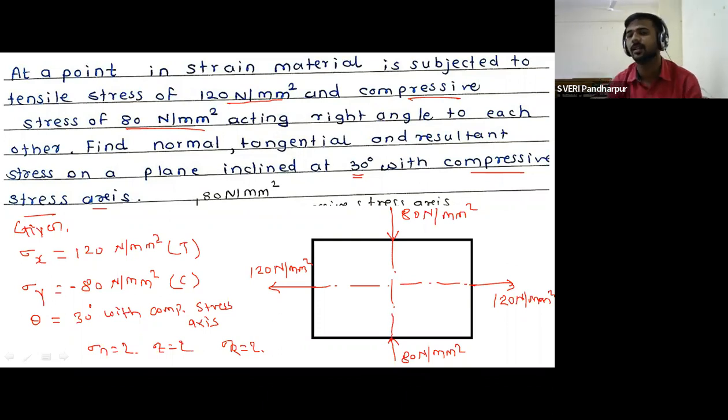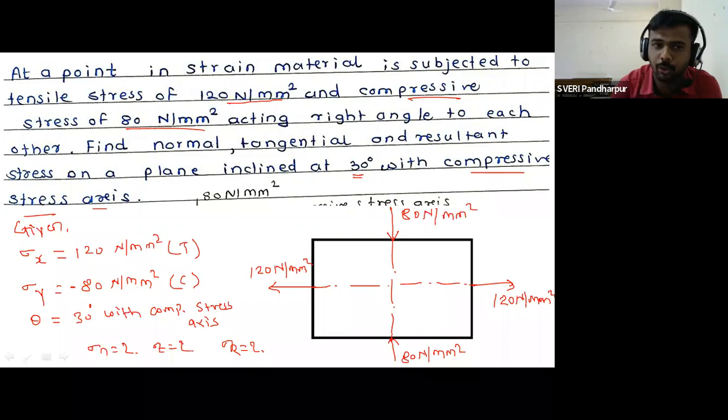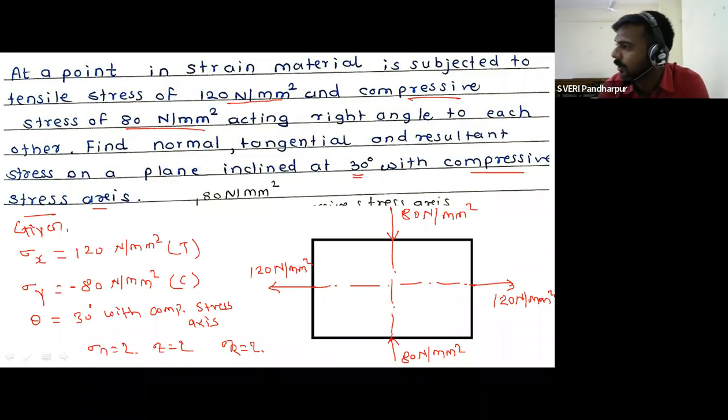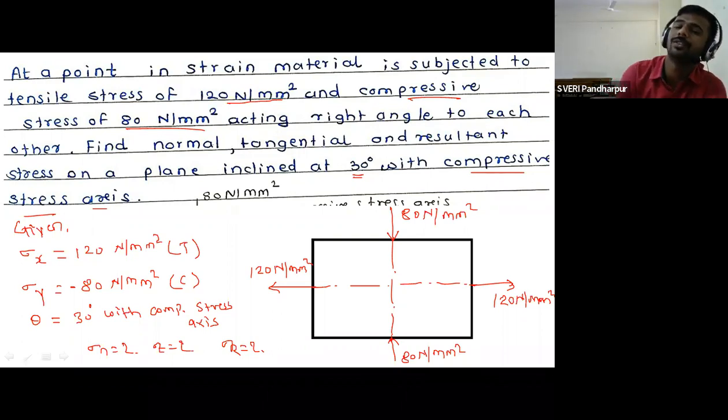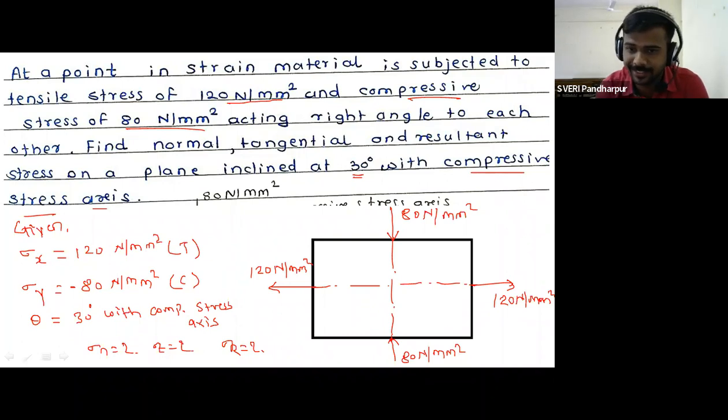These are the axes. What can we call the horizontal axis? Tensile stress axis, correct? Whatever the 120 Newton per mm square stress is applied along the horizontal axis, we can call that axis the tensile stress axis. Similarly, whatever the 80 Newton per mm square compressive stress is applied along the vertical axis, what do we call that axis?